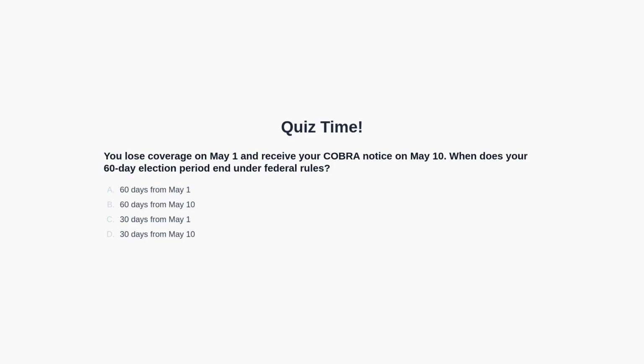Quiz time. You lose coverage on May 1st and receive your COBRA notice on May 10th. When does your 60-day election period end under federal rules? Is it 60 days from May 1st, 60 days from May 10th, 30 days from May 1st, or 30 days from May 10th? You may pause the video now to think about the answer. We will discuss the answer in the next section of the video.